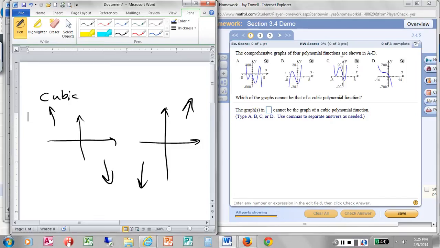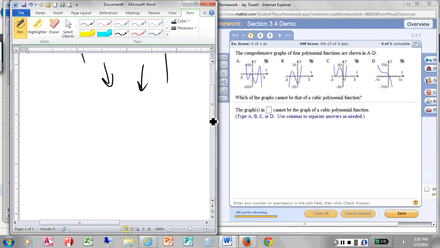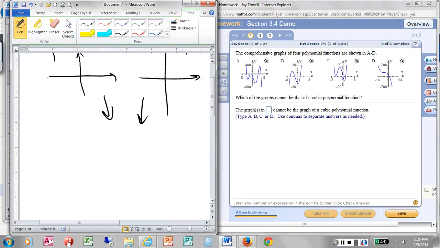So looking back at the four graphs that we have to select from over here, that pretty much will rule out our letter C, because we see on C that the left end is up and the right end is up. Now on A, B, and D, all three of those I should say, have one end up, one end down. However, there's another consideration here.